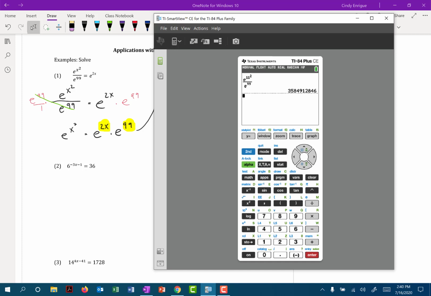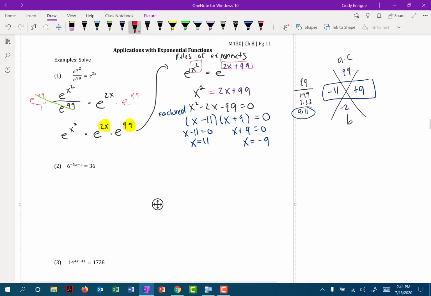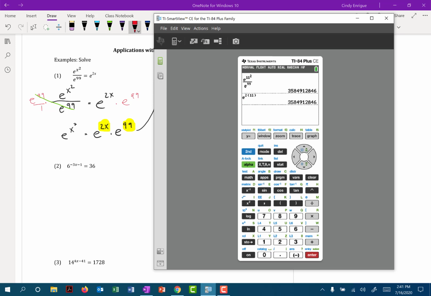And I want to know if that's the same as e to the 2 times my 11, since 11 is what I'm plugging in. And it does equal the exact same thing. So when I have x is equal to 11, it definitely works. Now I'm going to try this exact same thing, but now with my other value of x is equal to a negative 9. So I'm going to have my e value, and what I'm plugging in here is a negative 9, and it's squared.